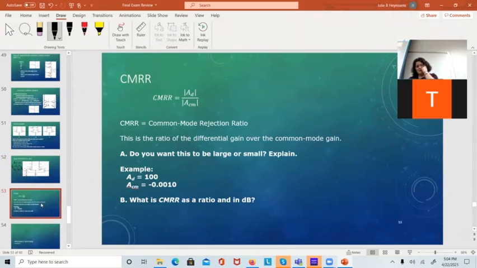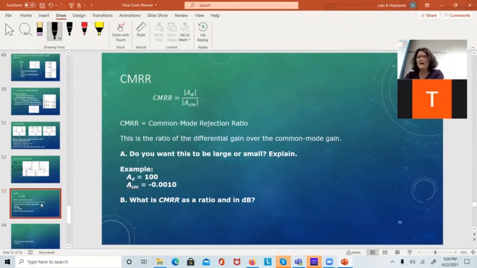Common mode rejection ratio. This is what I really want you to know, and this is what every engineer should know about common mode rejection ratio. It's the differential mode gain over the common mode gain. You want it to be high because you want the differential gain, that's the signal gain, to be high. You want the common mode gain, which is the noise gain, to be small.